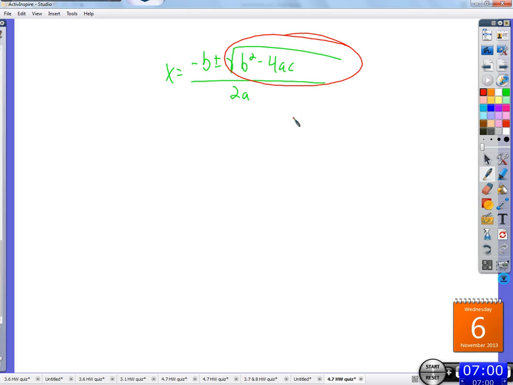What if there's a real number in there? How many are you going to get? How many solutions? Two, and they're going to be real. Is it possible to get one solution? What would have to be in the square root? Zero in the square root means you don't add and subtract anything. You just take negative b over 2a.